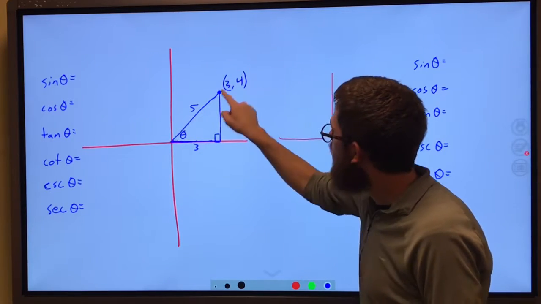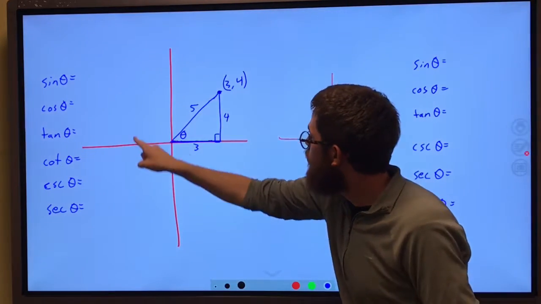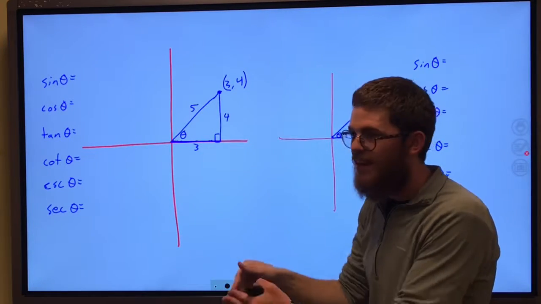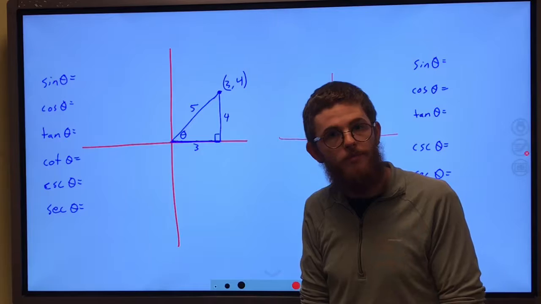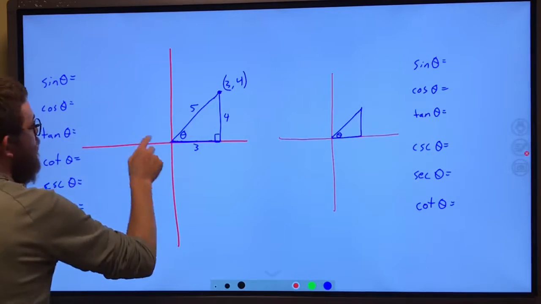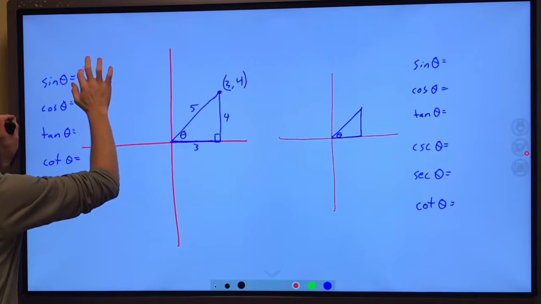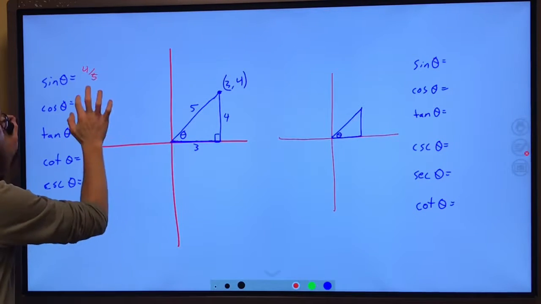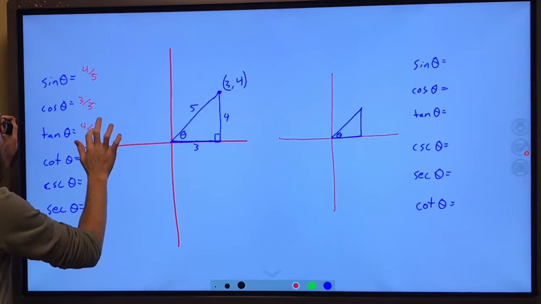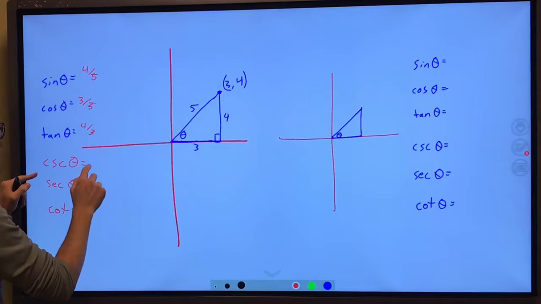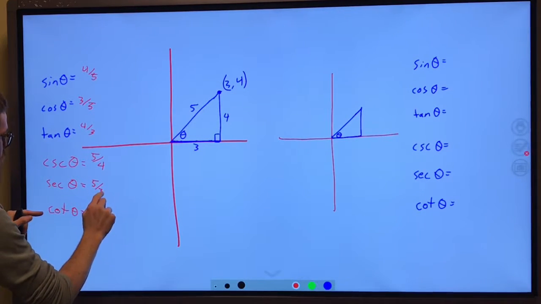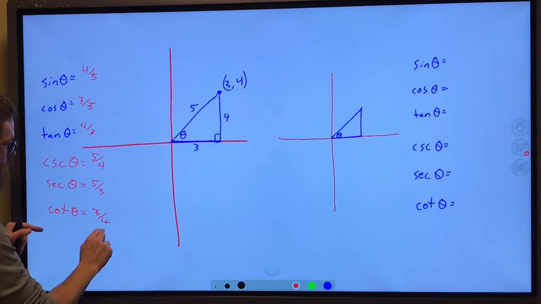3, 4. And the radius, imagine the circle connecting all of this. Well, the radius, that diagonal length, is not 1. But notice what we would have. We would have sine would be 4/5, cosine would be 3/5, tangent would be 4/3, cosecant would be 5/4, secant would be 5/3, and cotangent would be 3/4.